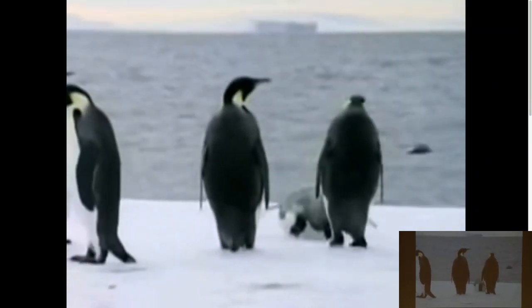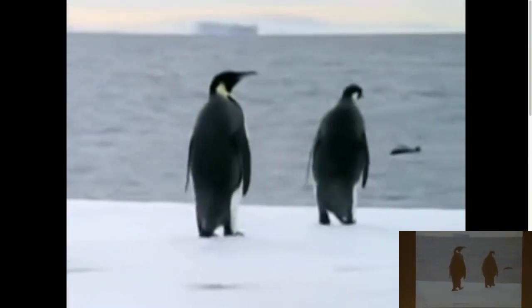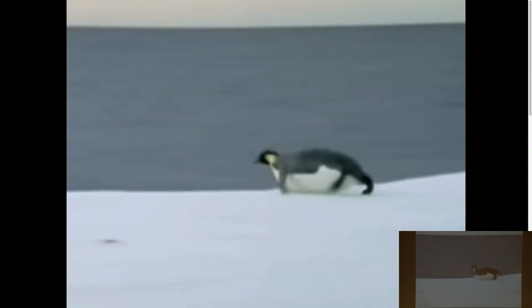In this case, heat energy travels from the warmer bodies of penguins to the colder environment around them. These penguins need every defense they can get to survive.